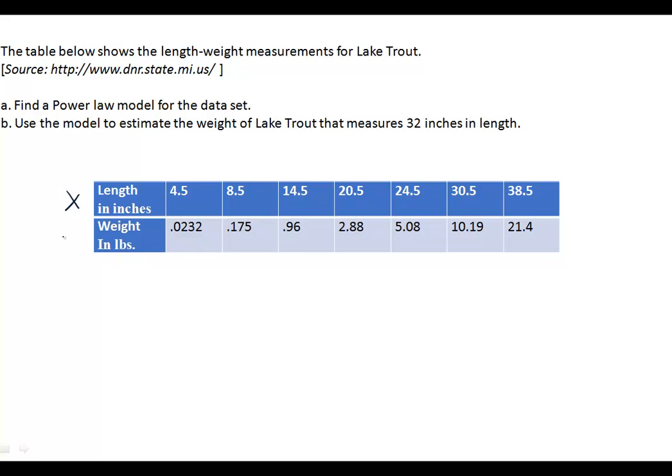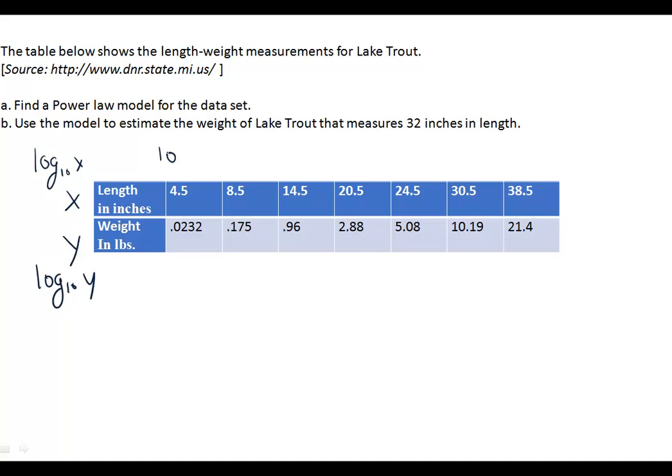So x is the length of the fish and y is the weight. I'm going to be using log of x and log of y rather than x and y themselves. With the new modified data set, I'm going to find a line and then I'll translate those back to the parameters capital C and little b.